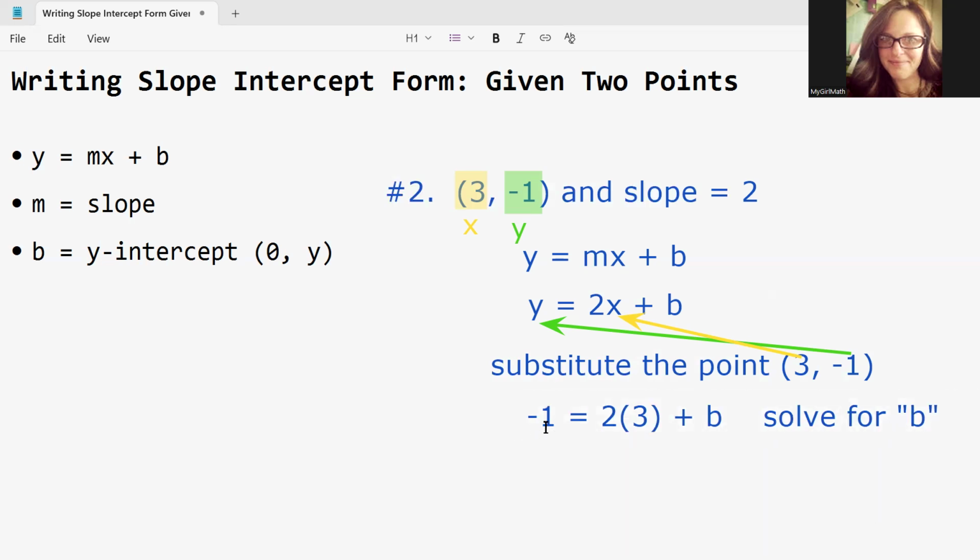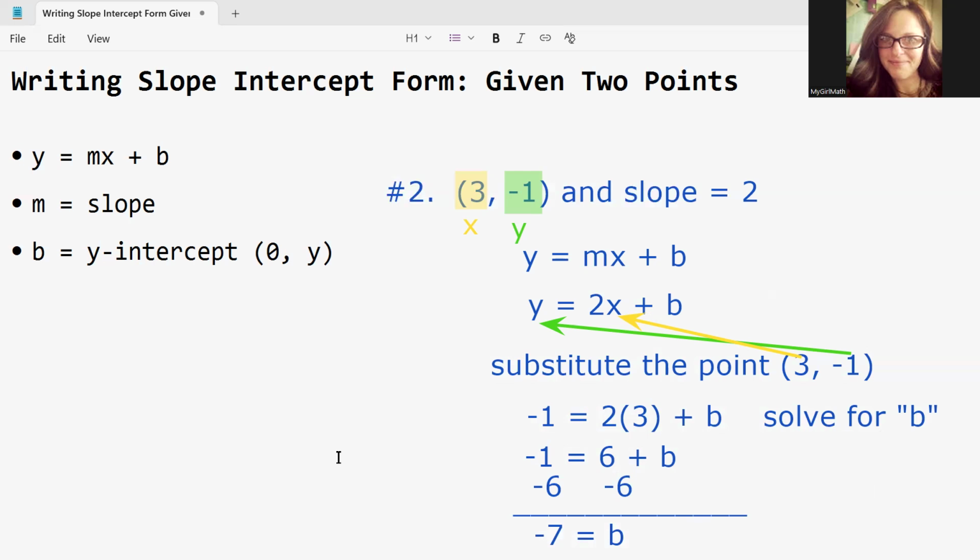I substituted -1 in for y. 2 is the slope that they gave us. 3 is our x value. And now we can solve for b, the y-intercept. Let's solve this equation for b. And we get -7 for the y-intercept, b.